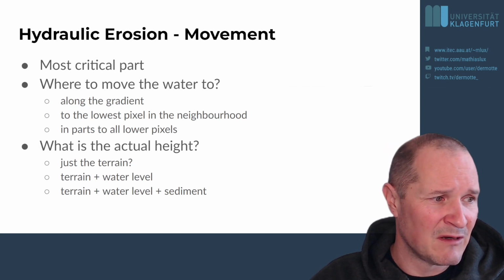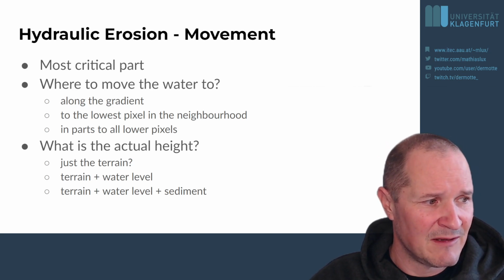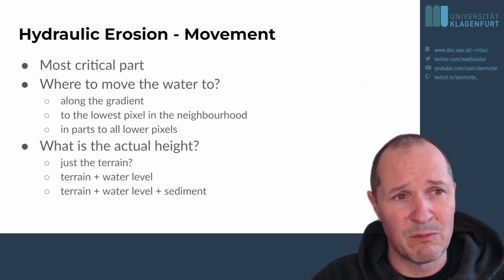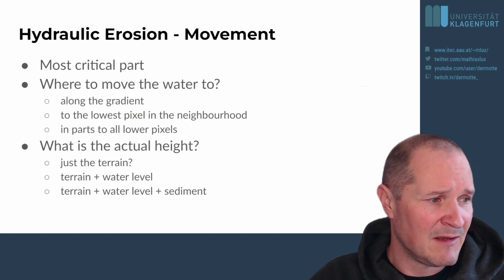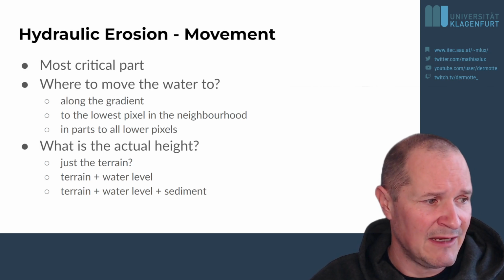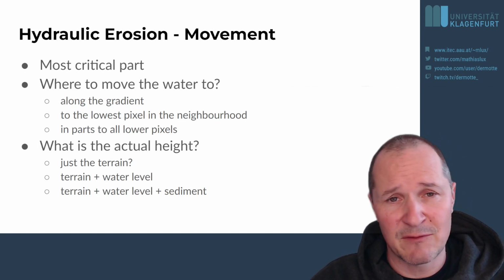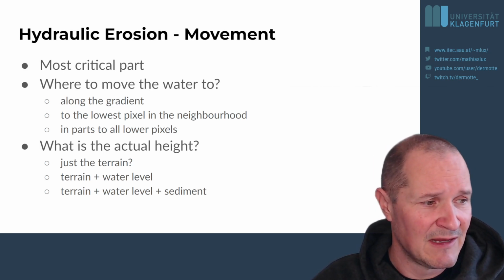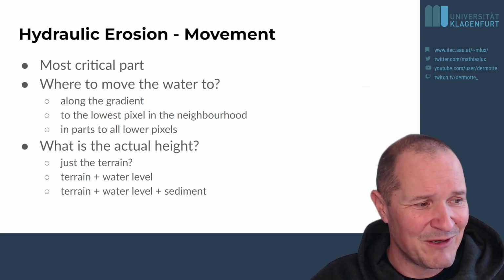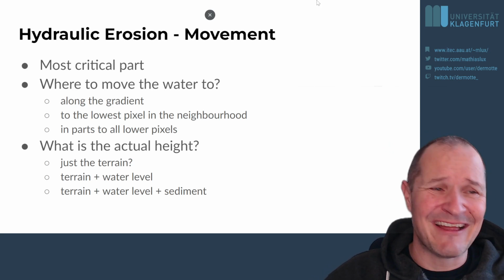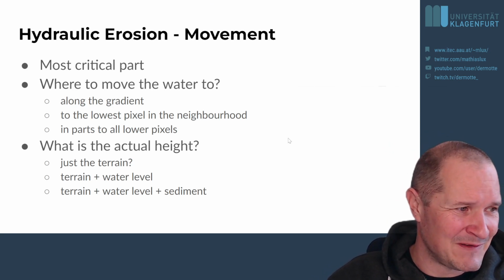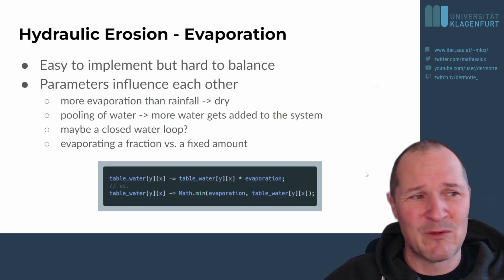We can move it to the lowest pixel in the neighborhood. We can move it in parts to all pixels that are lower, just splitting it up. What is the actual height? Just the terrain for visualization purposes, just the terrain plus the water level, or the terrain plus the water level plus the sediment. So a lot of open questions, and of course I have more than one implementation.